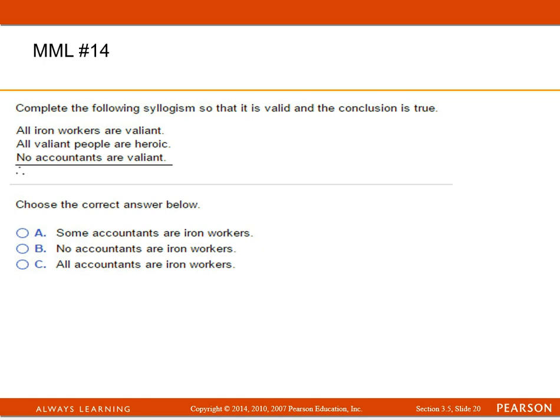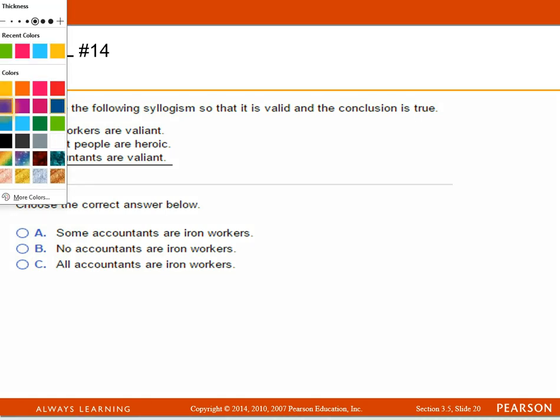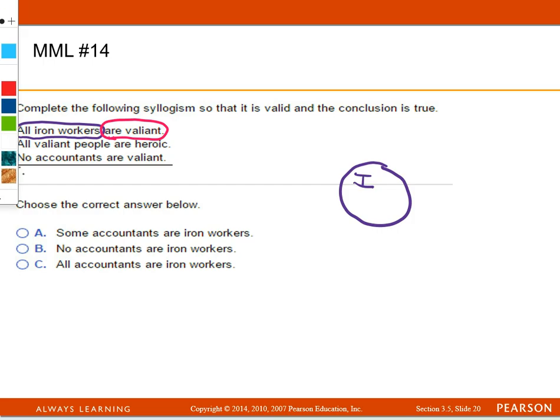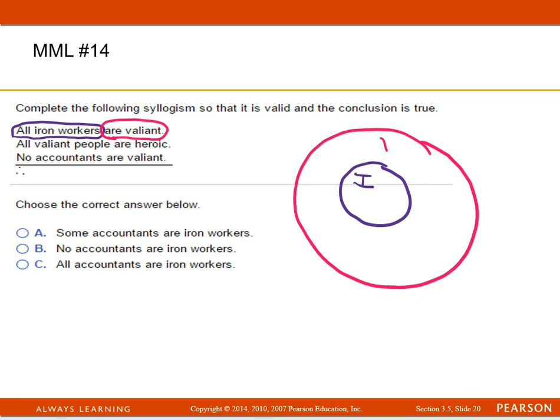All right, it's the last one. All right. All iron workers are valiant. So we're back to another "all" on this. So here is my circle with all of the iron workers, and all of them are inside another circle that is pink. There we go. And this is where all my valiant people are. So V for valiant.